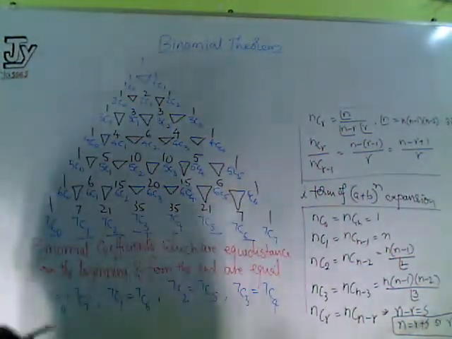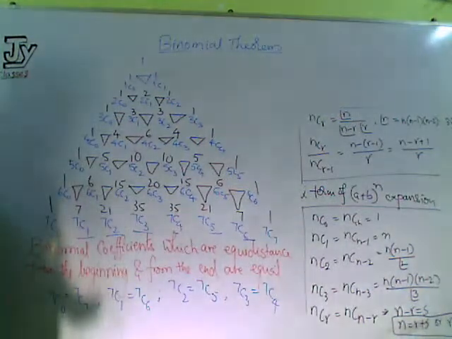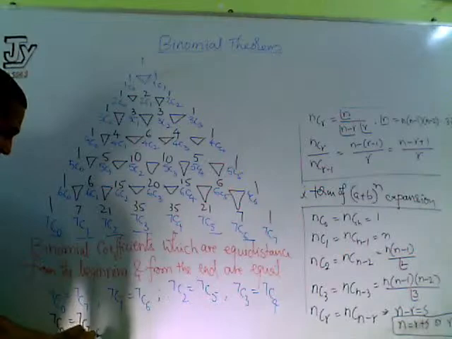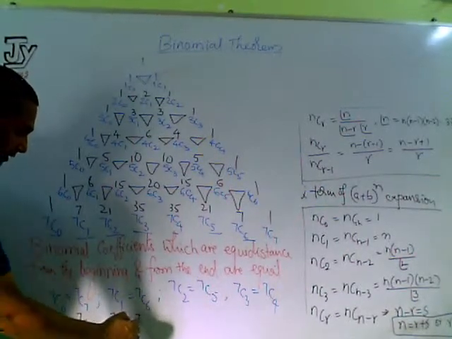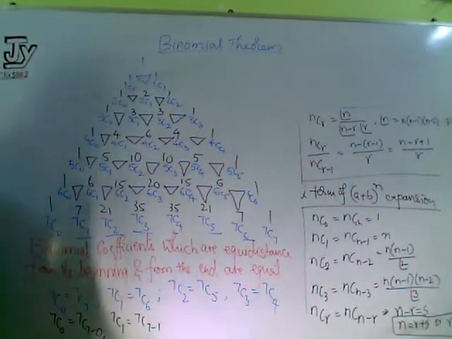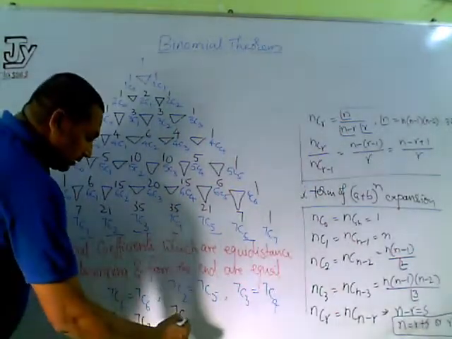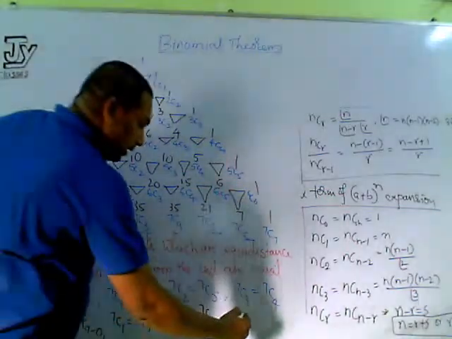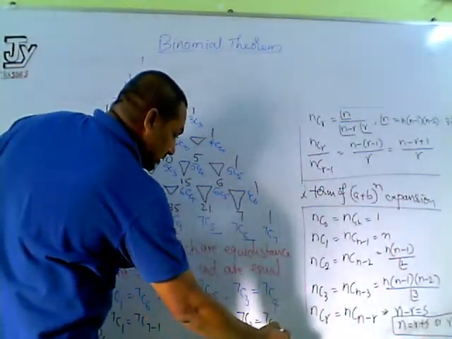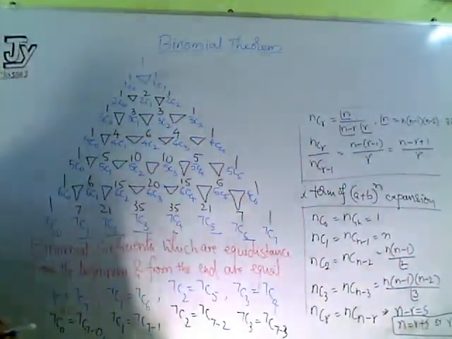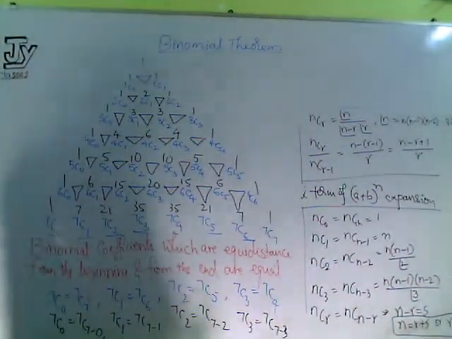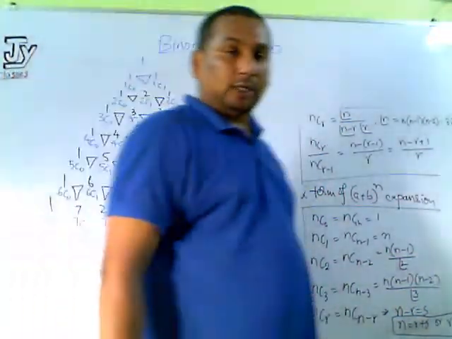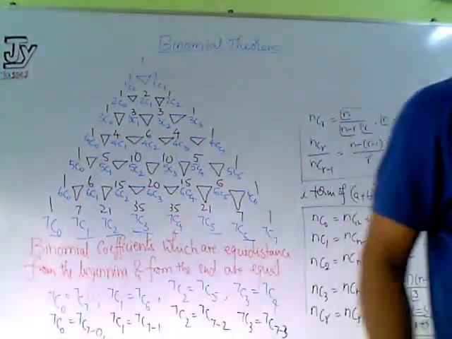So these coefficients we can rename as: 7C0 is equal to 7C(7 minus 0). 7C1 is equal to 7C(7 minus 1), that is 6. 7C2 is equal to 7C(7 minus 2), that is 5. 7C3 is equal to 7C(7 minus 3). So these are the binomial coefficients. We can write binomial coefficients using Pascal triangle.